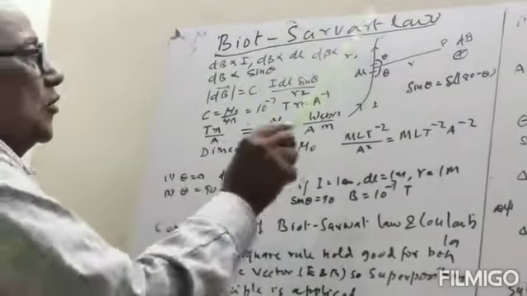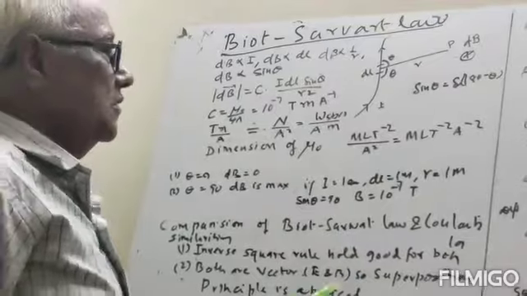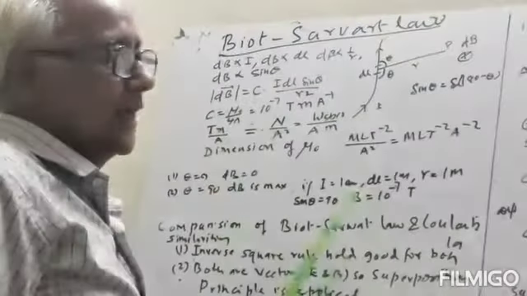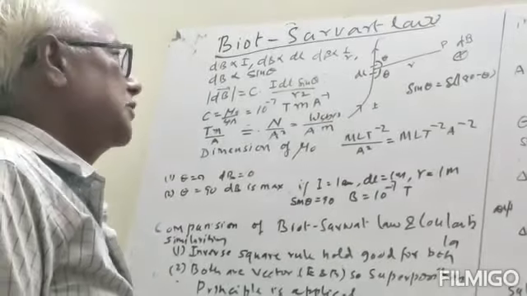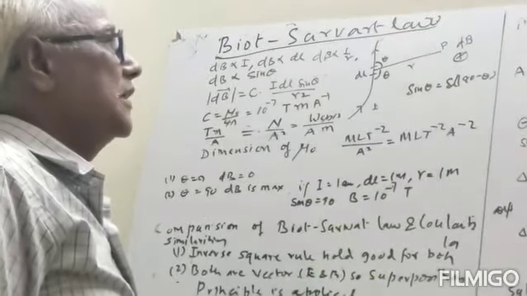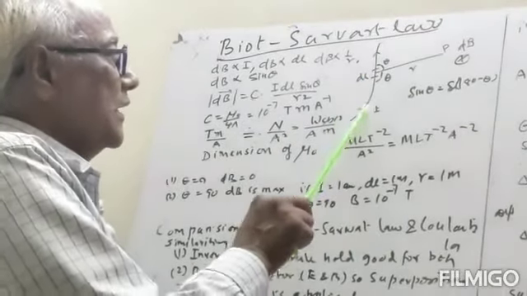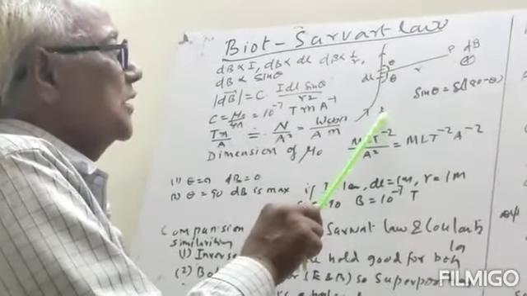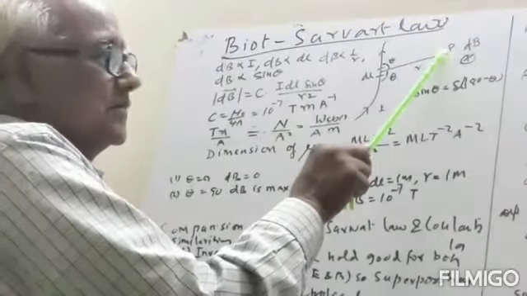Biot-Savart law. As we have studied in Oersted's law, when current passes through a conductor, a magnetic field is produced. Now we have to find how much magnetic field is produced. Suppose this is the current carrying wire, current I is passing through it, and we want to find the magnetic field at point P.